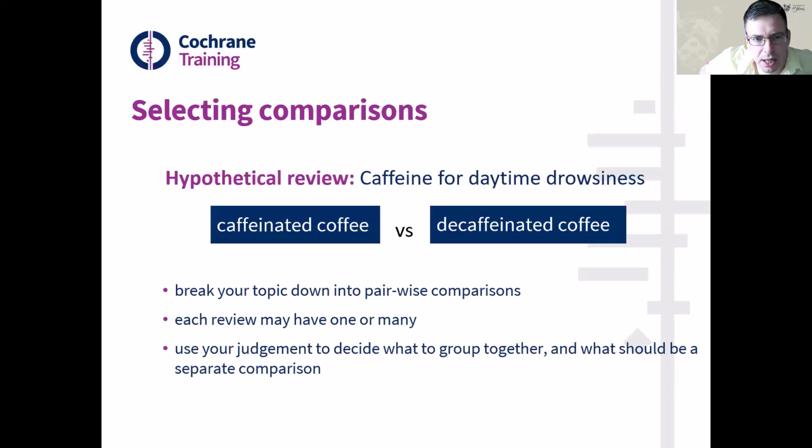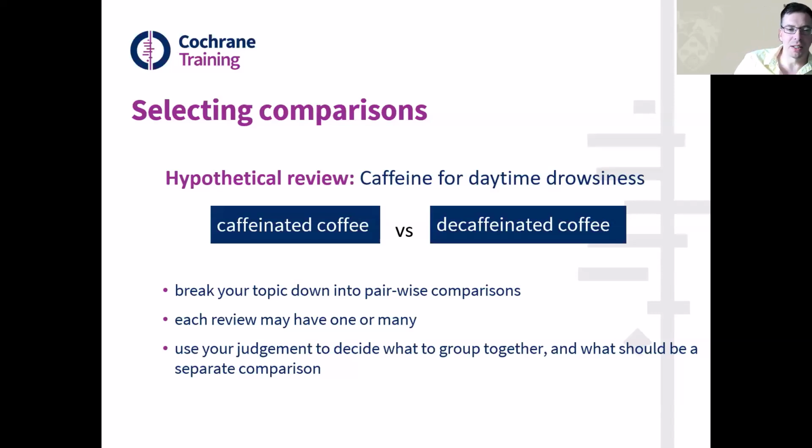So I'm going to use an example to illustrate how we do meta-analysis in practice. This is a made-up hypothetical systematic review about using caffeine or coffee to help with your daytime drowsiness. So if you feel like me, you get to mid-afternoon and you're feeling like you're running out of energy, do you go and get a cup of coffee to help you plow through until the end of the day? That kind of idea.